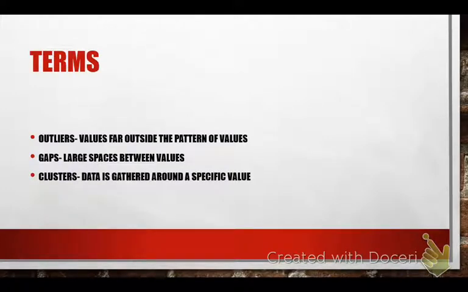All right, so a really big part of today's lesson are these three terms: outliers, gaps, and clusters. On the first 4 questions on your homework tonight, it's going to ask you for the outliers, gaps, and clusters. What does an outlier mean? It means a value that is very far outside the trend of all the other values. Okay, so it kind of falls outside that pattern.